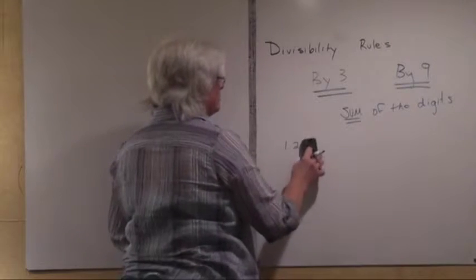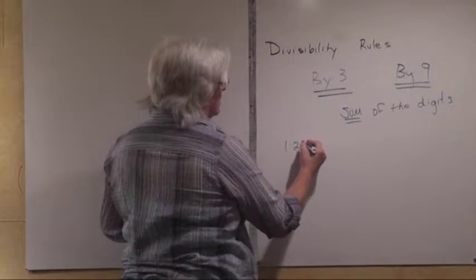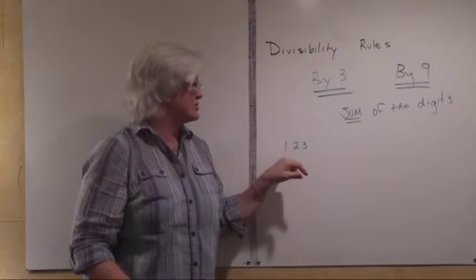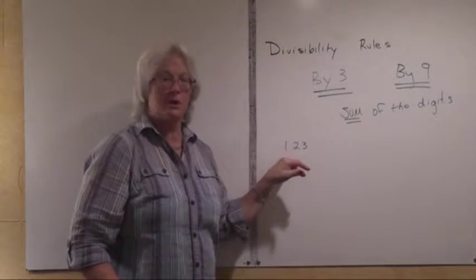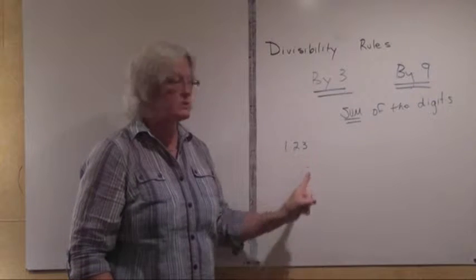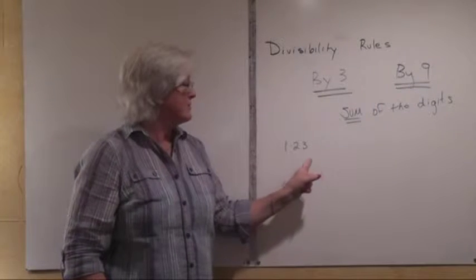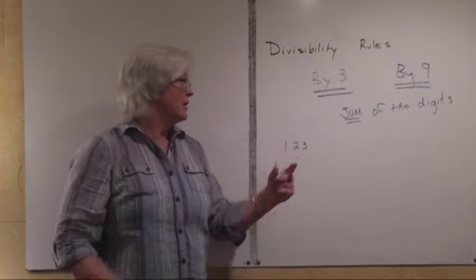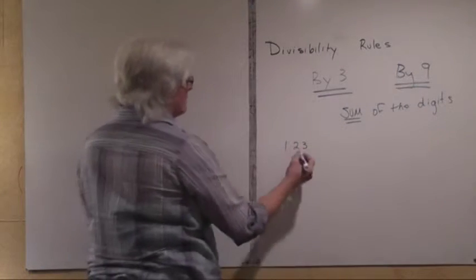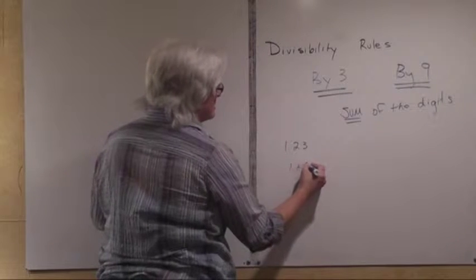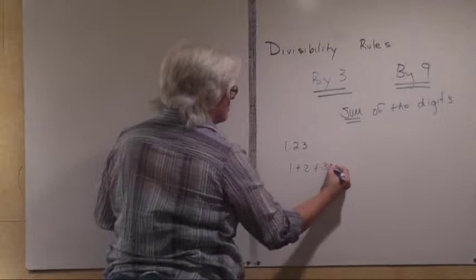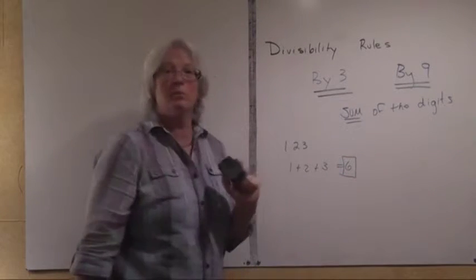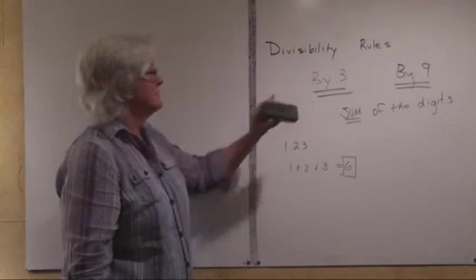If we have 123, this number is composed of 3 digits, a 1 in the hundreds place, a 2 in the tens place, and a 3 in the units place. If we take those 3 digits and we find their sum, in other words, if we add them together, 1 plus 2 plus 3, we find out that their sum is equal to 6.